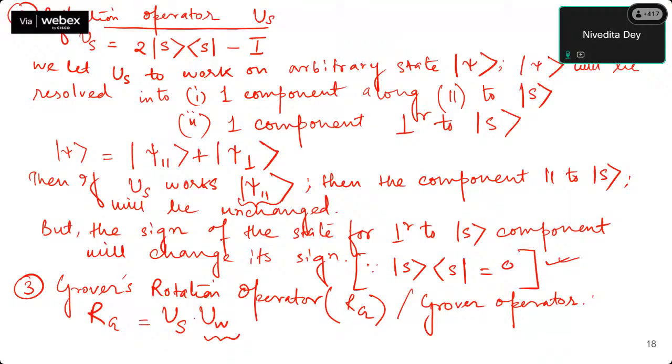And US is the next operator. So UW is the first unitary operator to change the marked item's sign, and this is the next operator, which is the reflection operator that I will be doing. That means the third operator itself is a combination of the first and second, plus a sequence of steps that I have to do. So first you do UW, then you do US, and this together is known as the Grover operator. This sequence is known as the Grover operator.